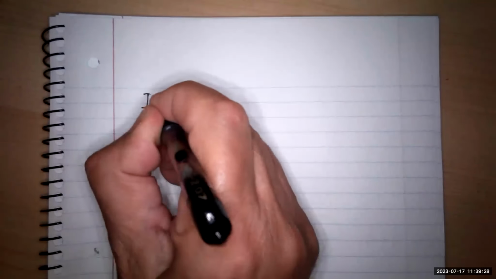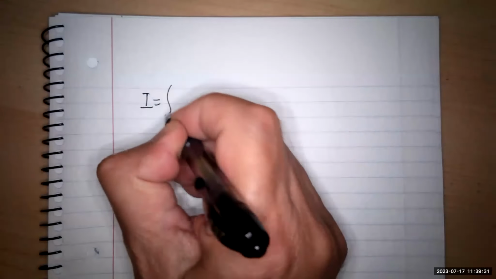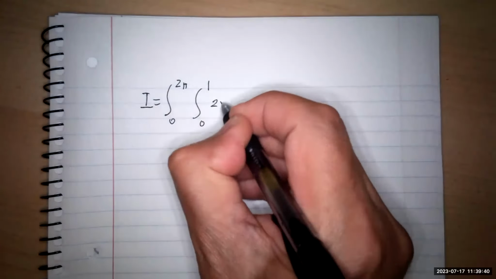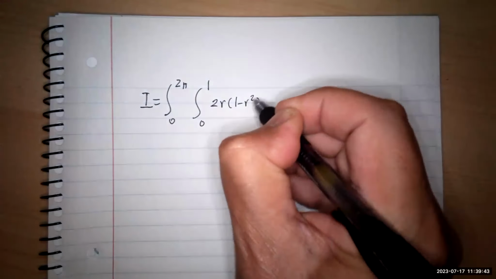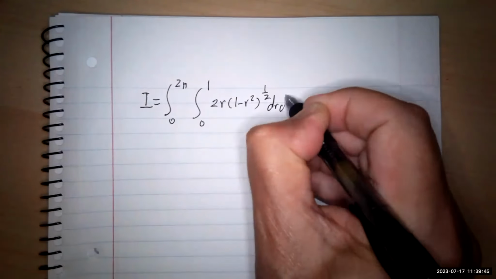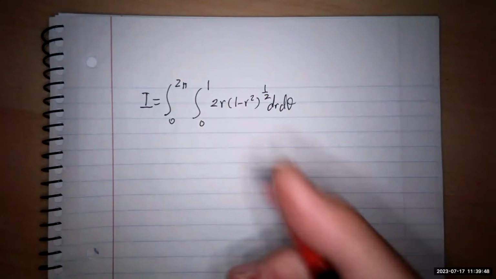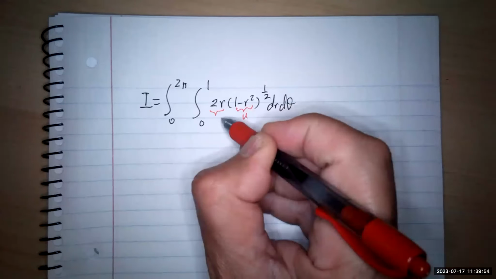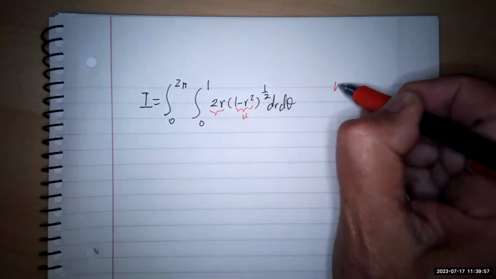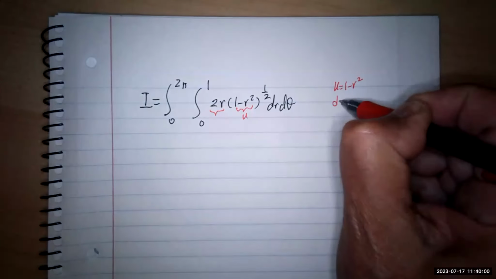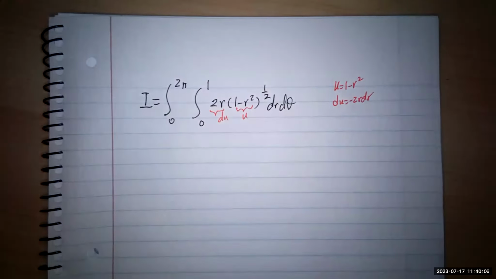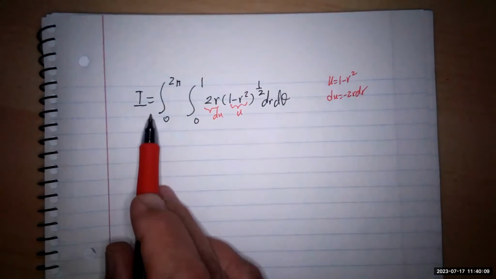So the integral would be, I just rewrite that radical, 0 to 2 pi, 0 to 1, then I have 2r times 1 minus r squared to the 1/2 dr d theta. So I have to use u substitution for this one. You see this is going to be u. I would like to get the du here. It's almost du, but I need a negative sign. du would be negative 2r dr. To make this one du, I can pull the negative sign outside.